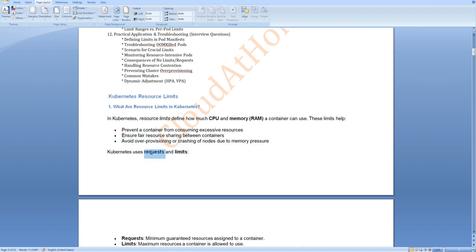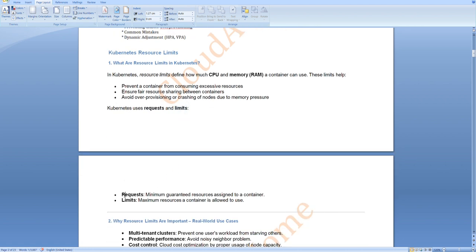So what does Kubernetes use under resource limits? It uses request and limit, so it is divided into two parts. First is request, and then limits. What is a request? A request is the minimum guaranteed resource assigned to a container. Let's say whenever my container starts inside the pod, I need a minimum of X amount of CPU or Y amount of memory.